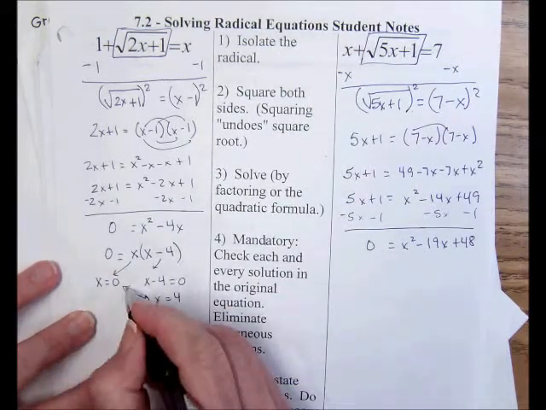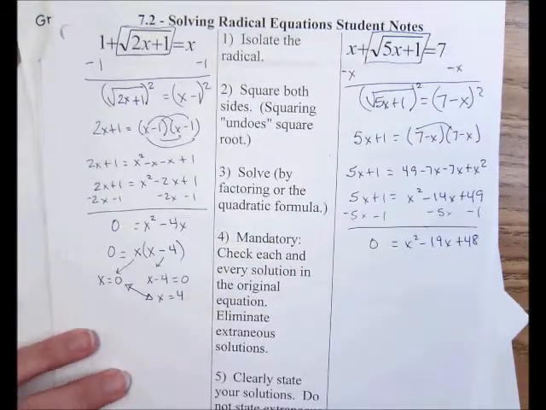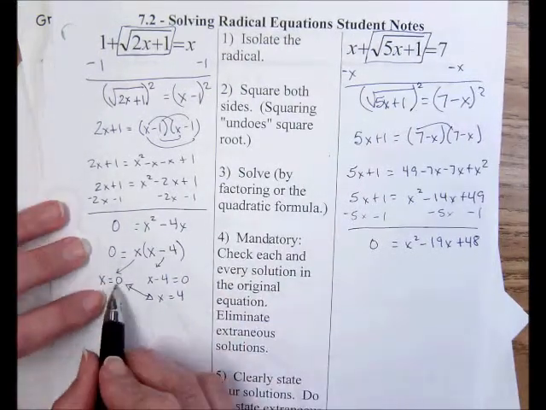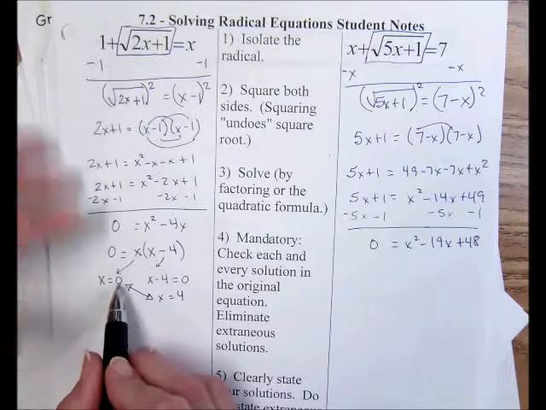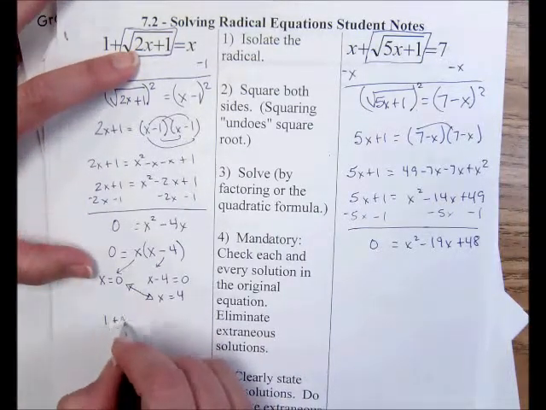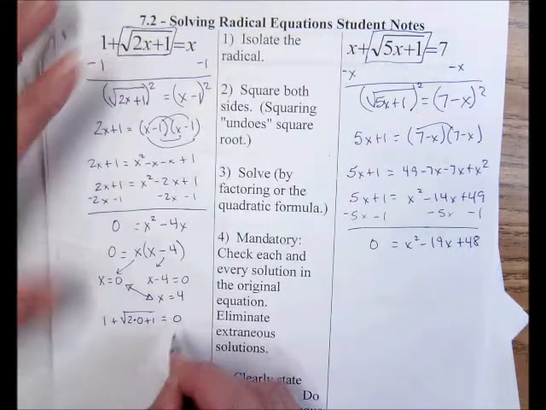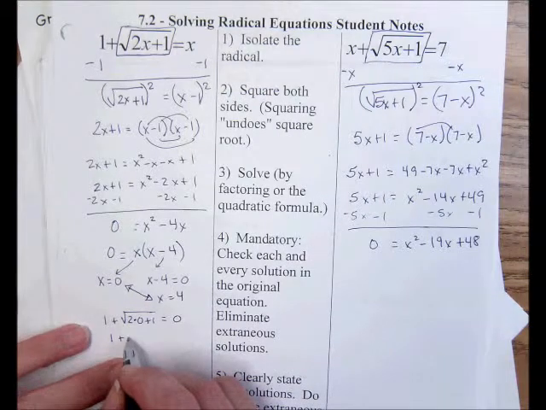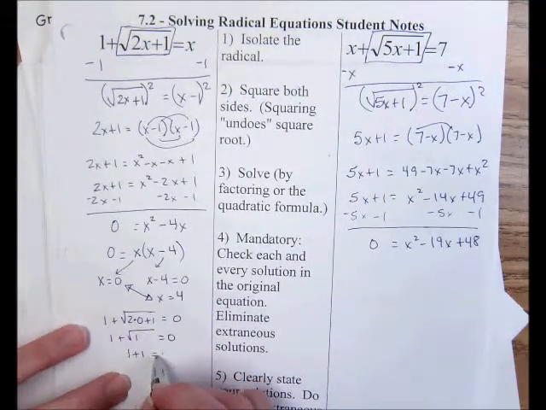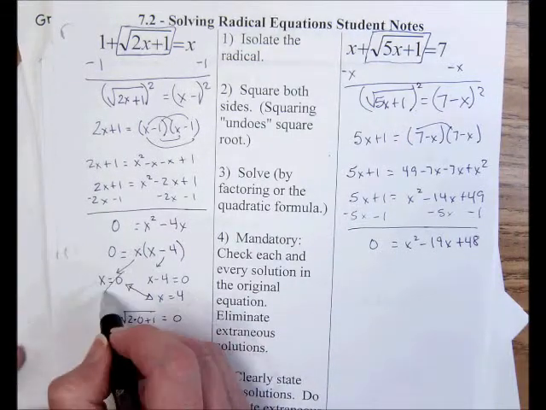I have to see, are both possible solutions or is just one? And that's what number 4 says. It says check each and every solution in the original equation. So I check to see if when I plug in 0 up here, it makes it true. We have 1 plus the square root of 2 times 0 plus 1 is equal to 0. In this case, it's the square root of 1 is equal to 0. So 1 plus 1 is equal to 0, and 2 does not equal 0. So that is not a solution.